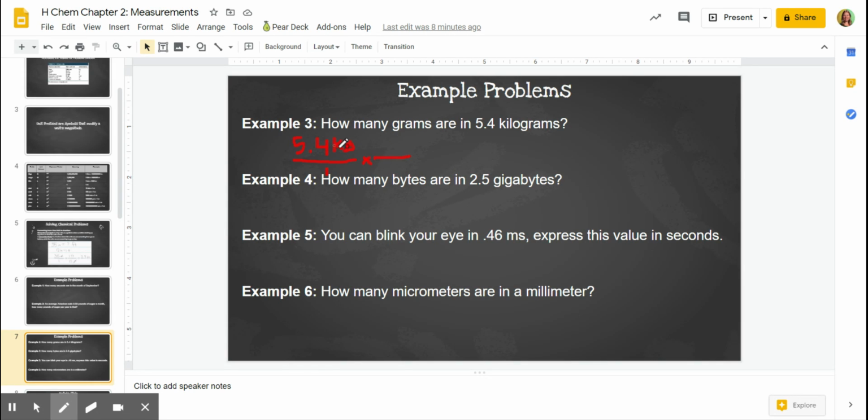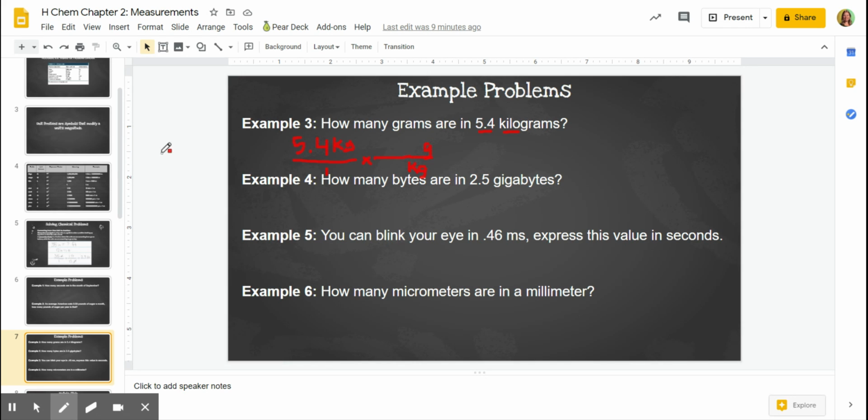Okay, now what goes on the bottom? The units that we're given. They gave us 5.4, that's our given number, and they gave us kilograms, that's our given units. So kilograms are going to go on the bottom down here, and what we want, which is grams, they're asking us how many grams that is, that goes on the top.